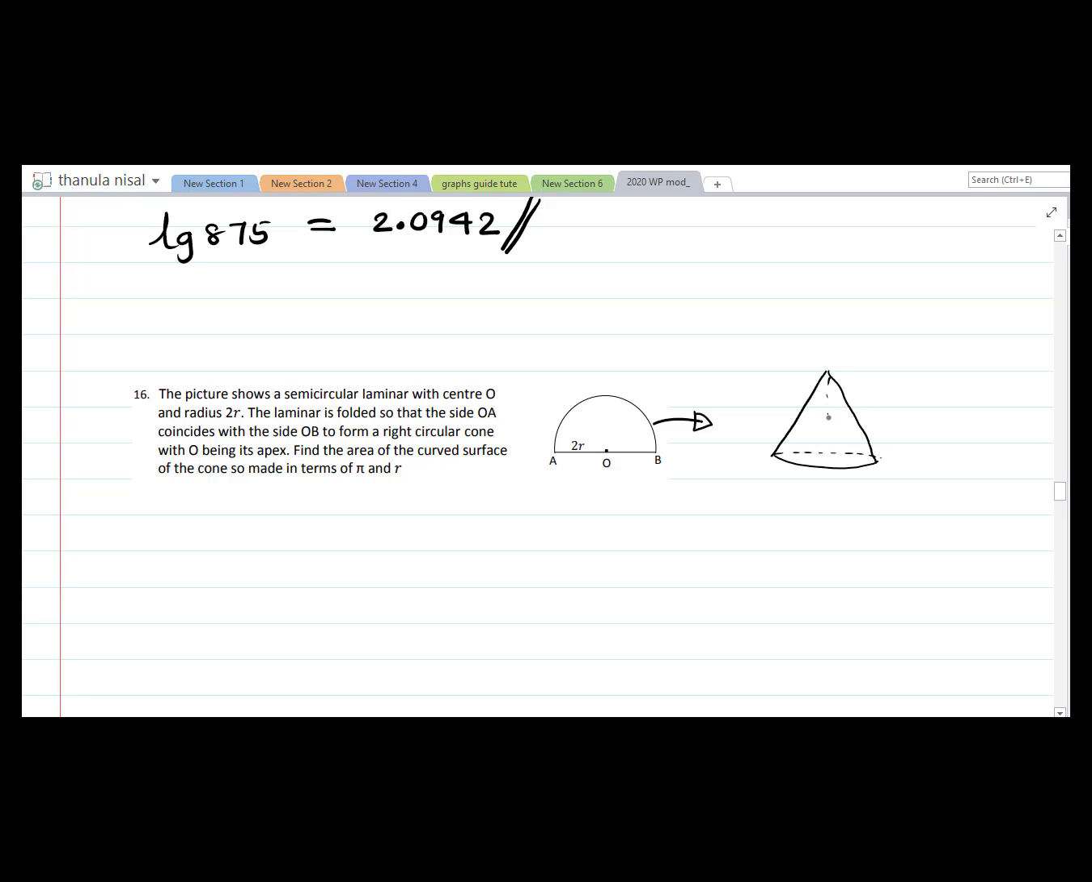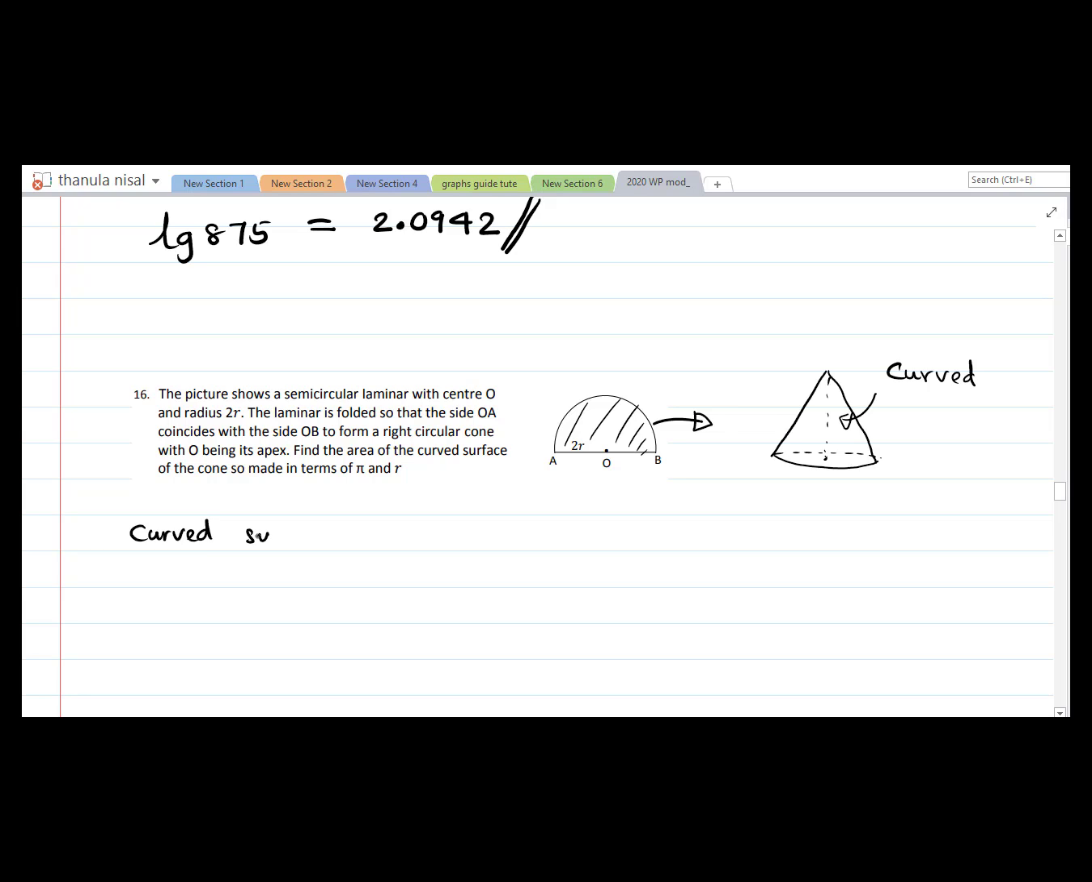Now they are asking to find out the curved surface area. How to get this curved surface? Curved surface area is the area of this semicircle.